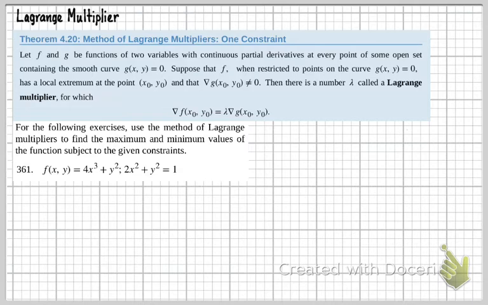Then there is a number lambda called the Lagrange multiplier for which the gradient of f equals lambda times the gradient of g. So what that's saying here is that the gradient of f and the gradient of g are going to be parallel vectors. That's what that's saying. So this lambda here could be positive, could be negative. So it could go in the other direction, but nonetheless, they're still parallel vectors.